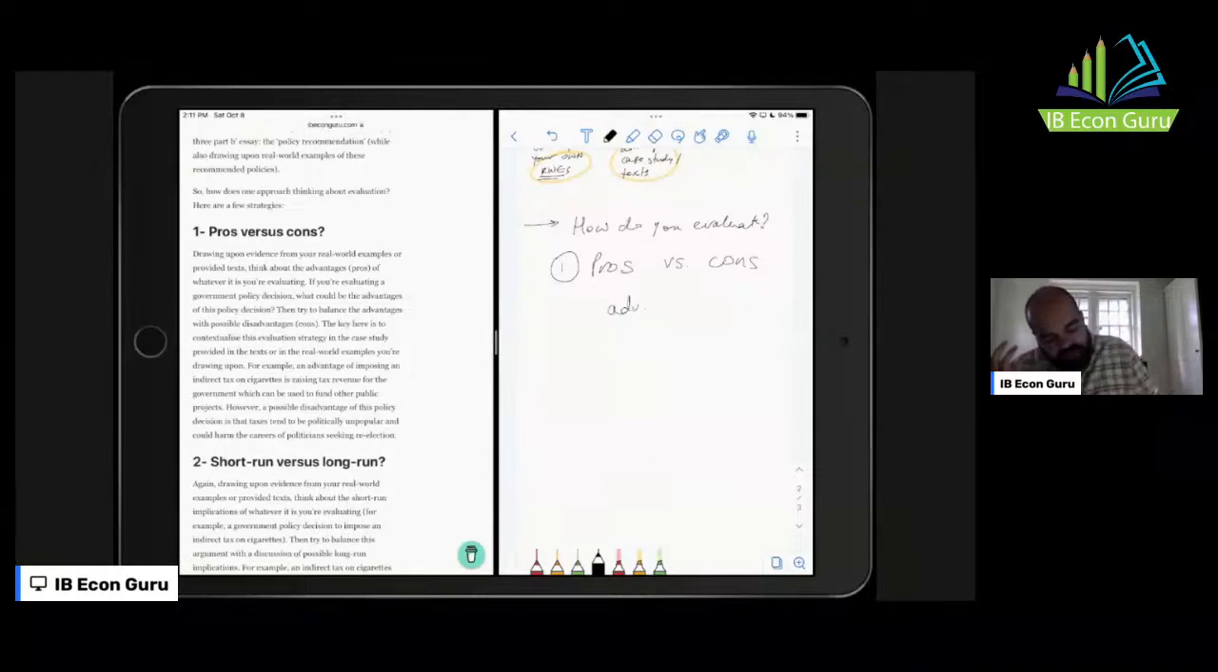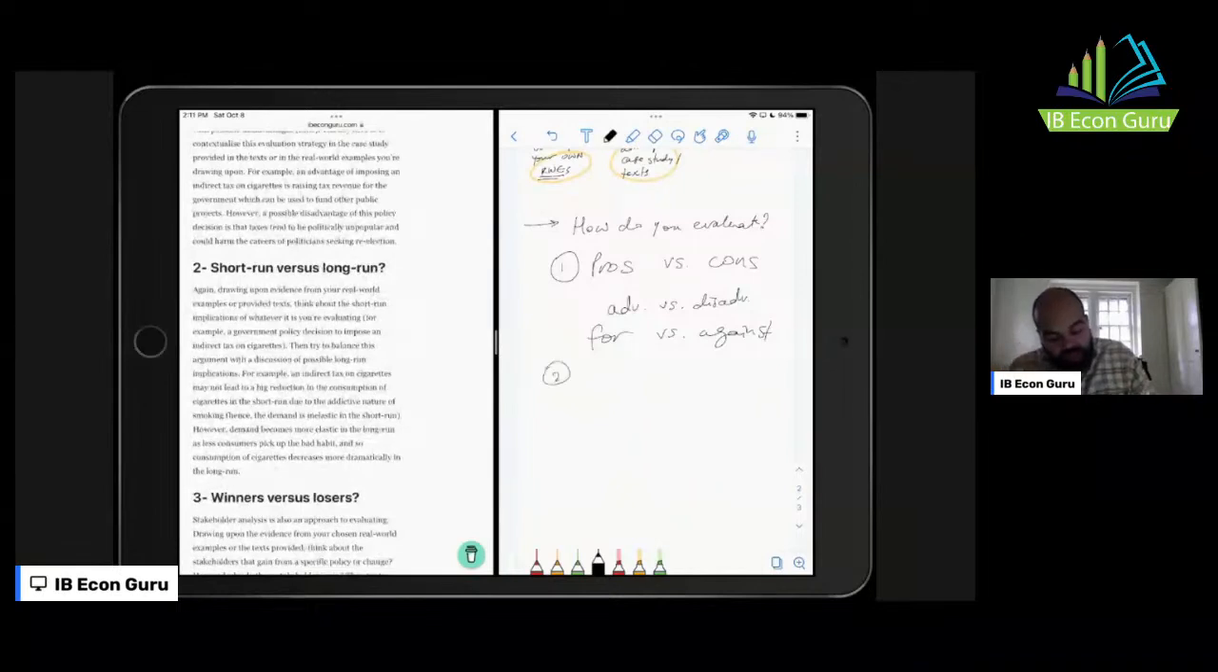Think of things like advantages versus disadvantages. These are all different words for the same thing. Think of arguments for versus arguments against if you're evaluating trade protection, for example. Okay, well, can you draw upon evidence from real world examples, either your own for paper one, part B, or the case study, the article for paper two, part G? Okay, that's the first approach.